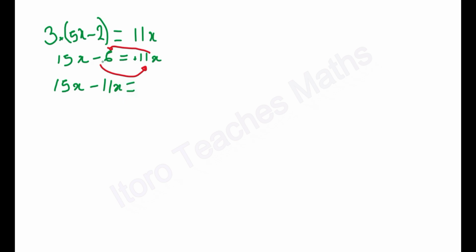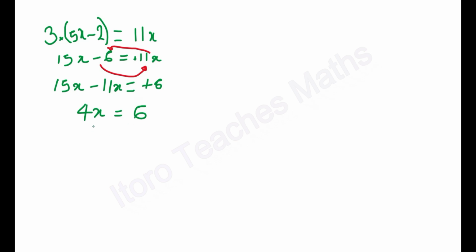And now we're going to take the minus 6 from this side way over to the other side. So because it was a minus 6 here, when it comes over, it's going to become a plus 6. So the next thing we're going to do is say 15x minus 11x. Think of x like oranges. If you have 15 oranges and you take 11 oranges away, how many oranges are you left with? You're left with 4 oranges. So you're left with 4x equal to plus 6.